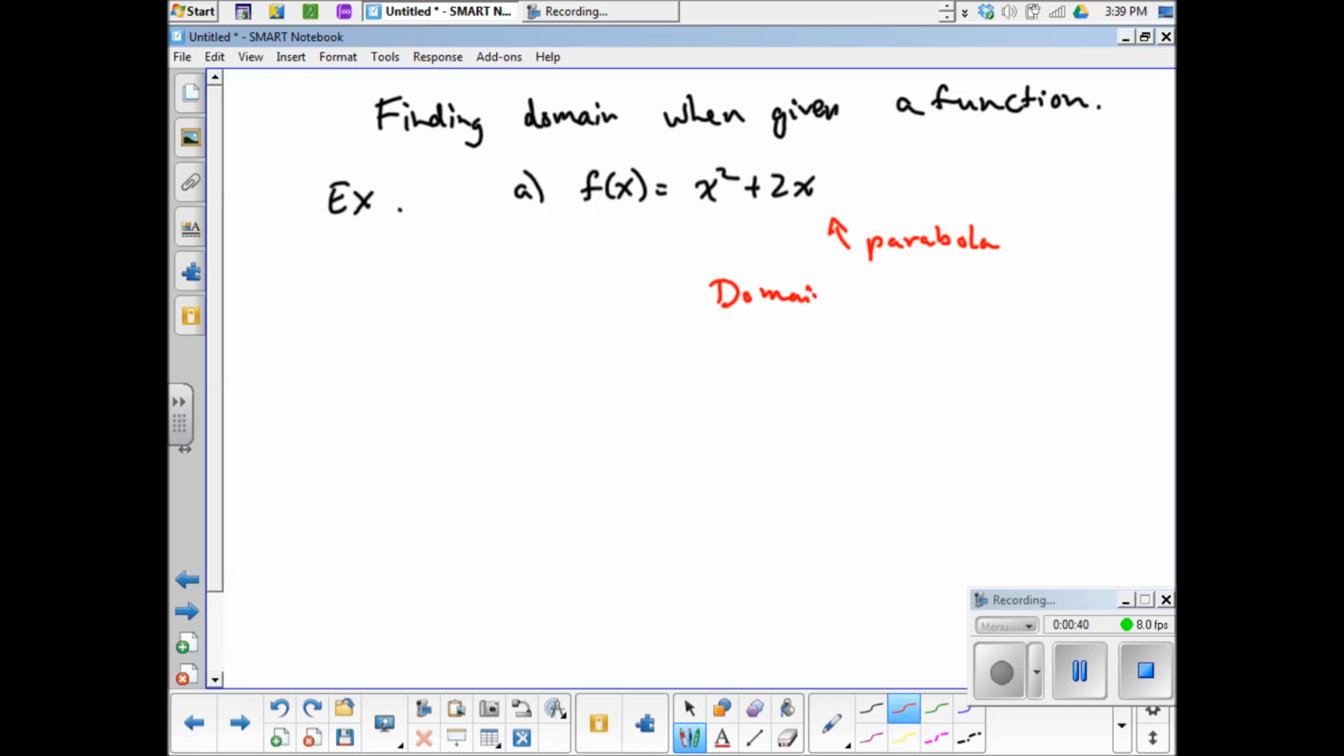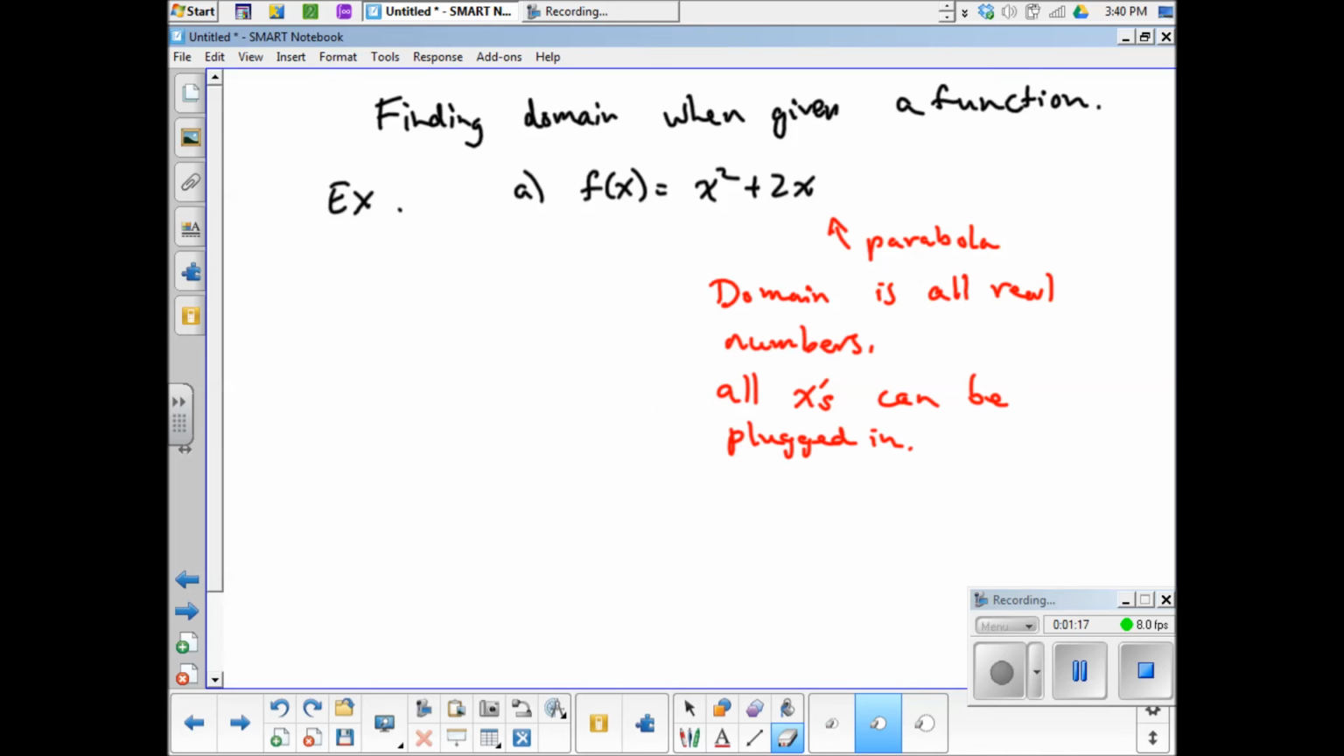Let me explain why. The domain is all real numbers. The reason I know that is because no matter what number I plug in for x, I always get one answer in the end. And there's no numbers for x that I can't plug in. So all x's can be plugged in. That's the first thing I noticed. And it's a function. Well, it's already given that it's a function. I was going to say it also only yields one output, but that's beside the point. I said in the instructions that it was a function, so all x's can be plugged in.